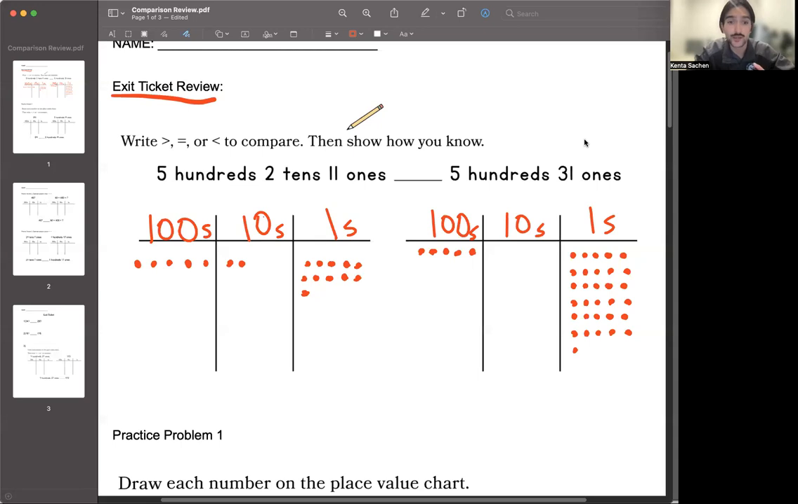Okay, so great job on working by yourselves with your dots, right? This is what you should have. You should have 5 hundreds, 2 tens, 11 ones here. And for this side, you're going to have 5 hundreds and 31 ones, right? 5, 10, 15, 20, 25, 30, 31. Okay. This is how I want you starting these problems. Just draw the dots out. Don't worry about regrouping just yet.